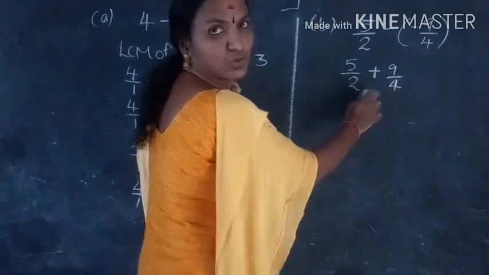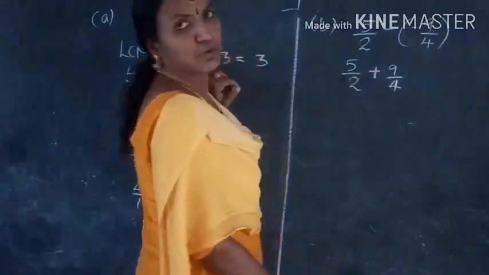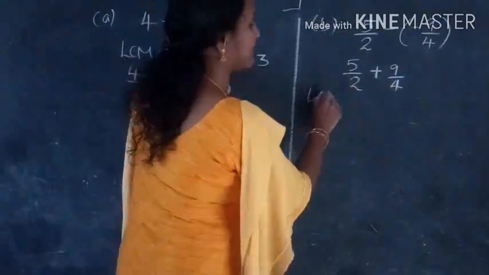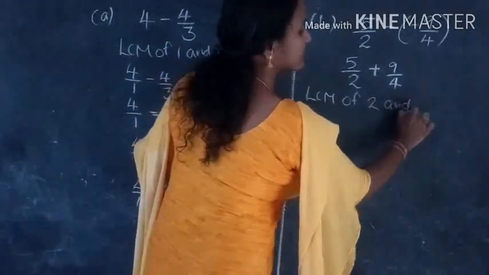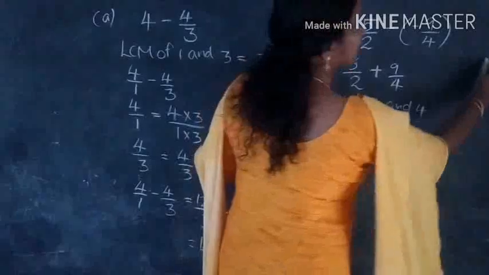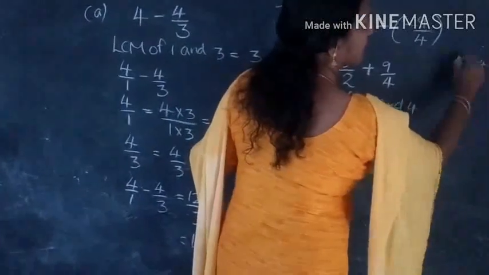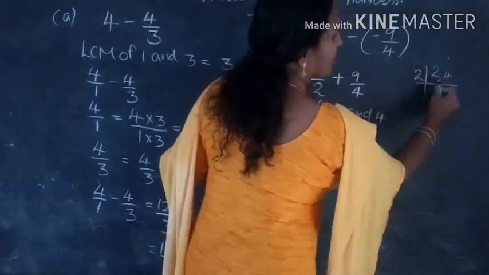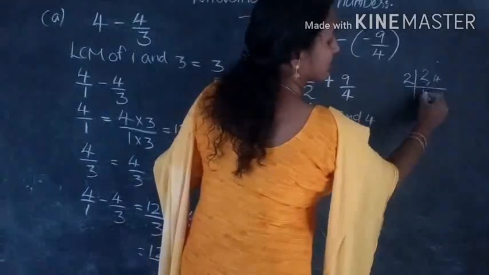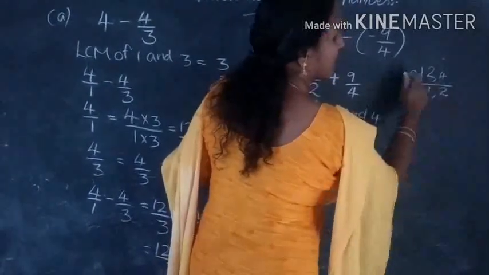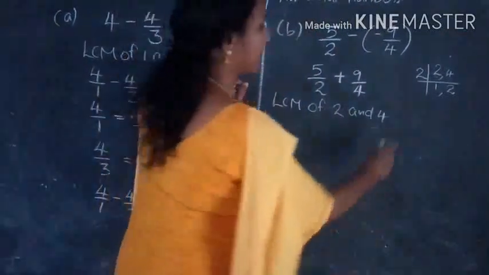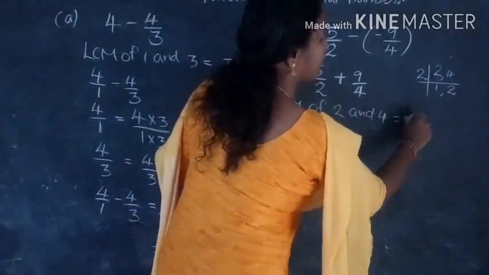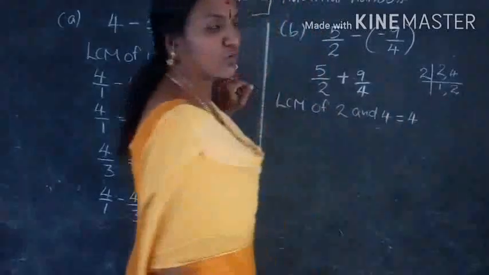Here the denominators are 2 and 4. First we have to find the LCM of 2 and 4. What is the LCM of 2 and 4? LCM is 1 2s are 2, 2 2s are 4. LCM is 2 into 2, which is 4. The LCM of 2 and 4 is 4.